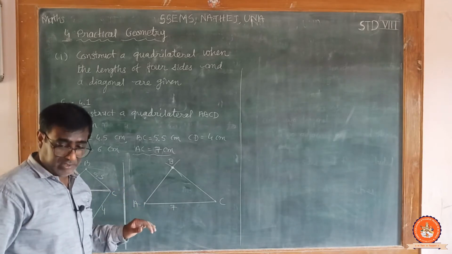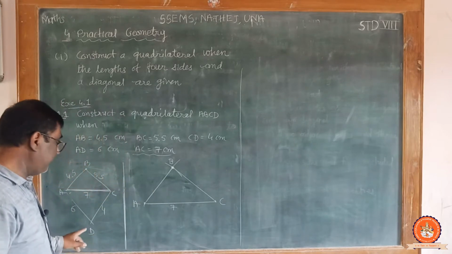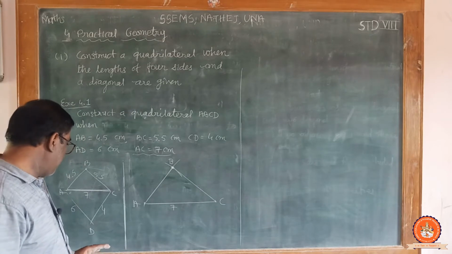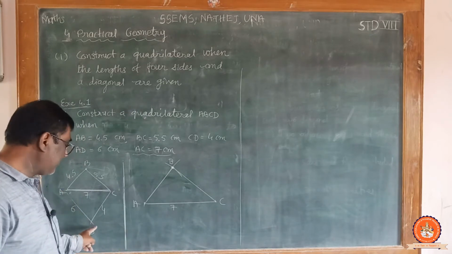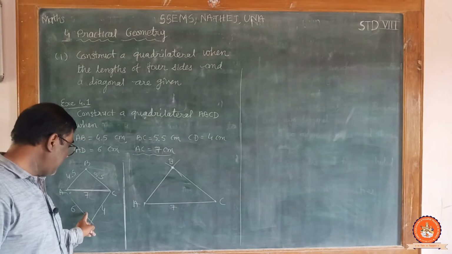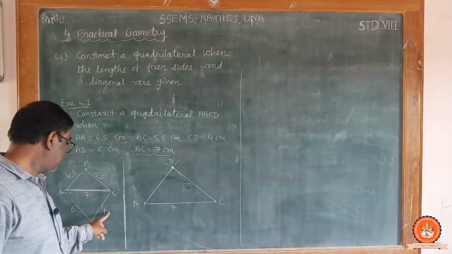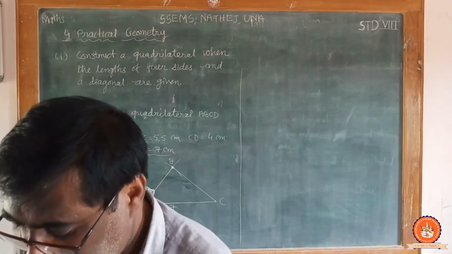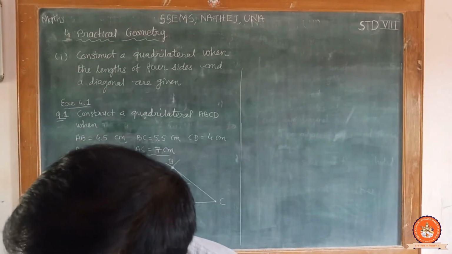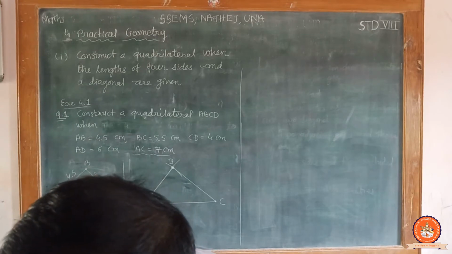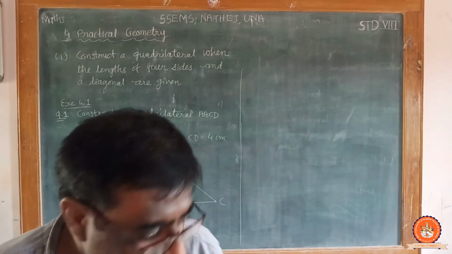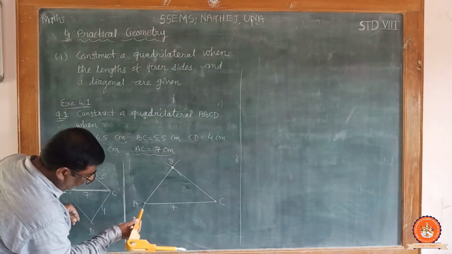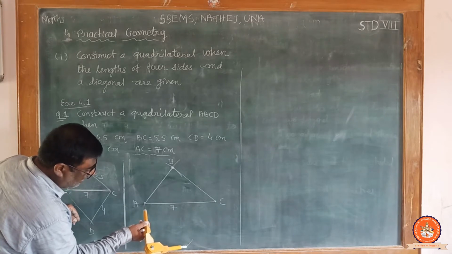Okay, now we want the fourth point D, which is to the downside of AC. Now D is 6 centimeters away from A and 4 centimeters away from C. So taking A as a center and radius equal to 6 centimeters, I'll draw an arc.